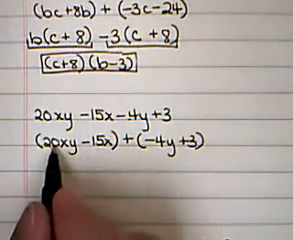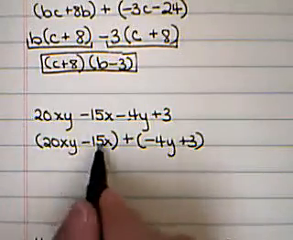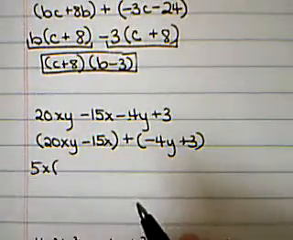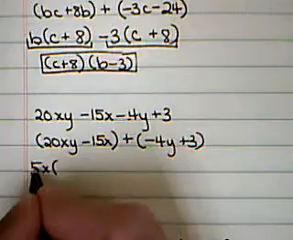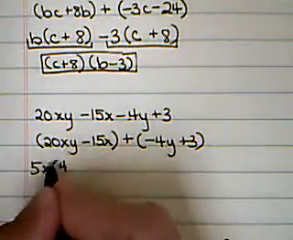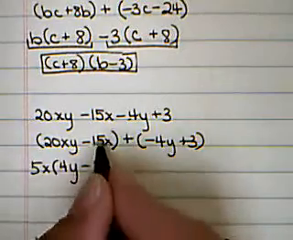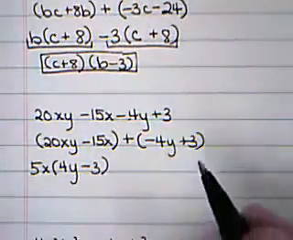Out of the first 2 terms, a 5 divides into 20 and 15, so we can take a 5 out, and they both have at least 1 x. That would leave us with 5 times 4 is 20. The x is taken care of, but we also need the y. Minus 5 times 3 is 15, and the x is already taken care of.